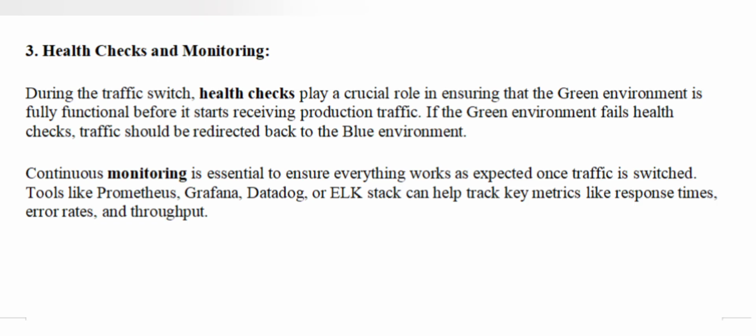The third point is health checks and monitoring. During the traffic switch, health checks play a crucial role in ensuring that the green environment is fully functional before it starts receiving the production traffic. If the green environment fails the health checks, traffic should be redirected back to the blue environment. Continuous monitoring is essential to ensure that everything works as expected once the traffic is switched. Tools like Prometheus, Grafana, Datadog, or ELK Stack can help track key metrics like response times, error rates, and throughput.